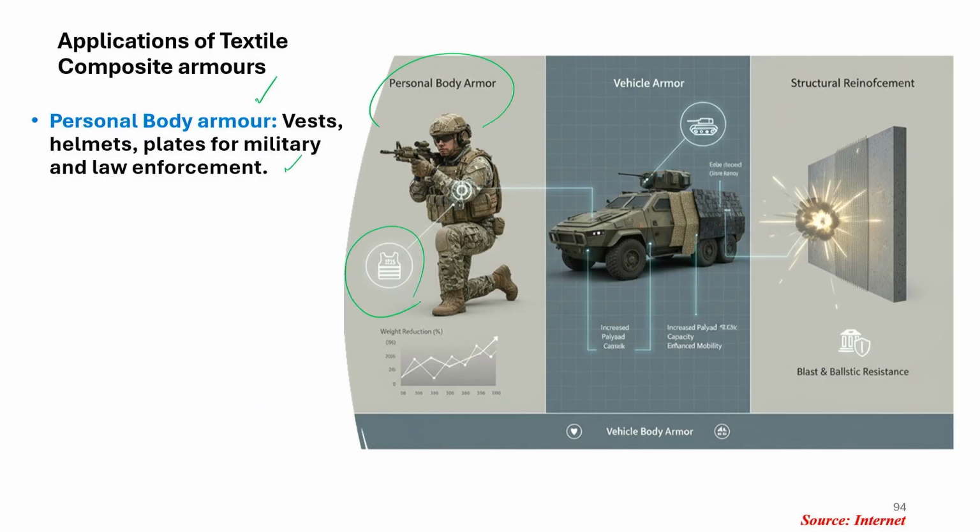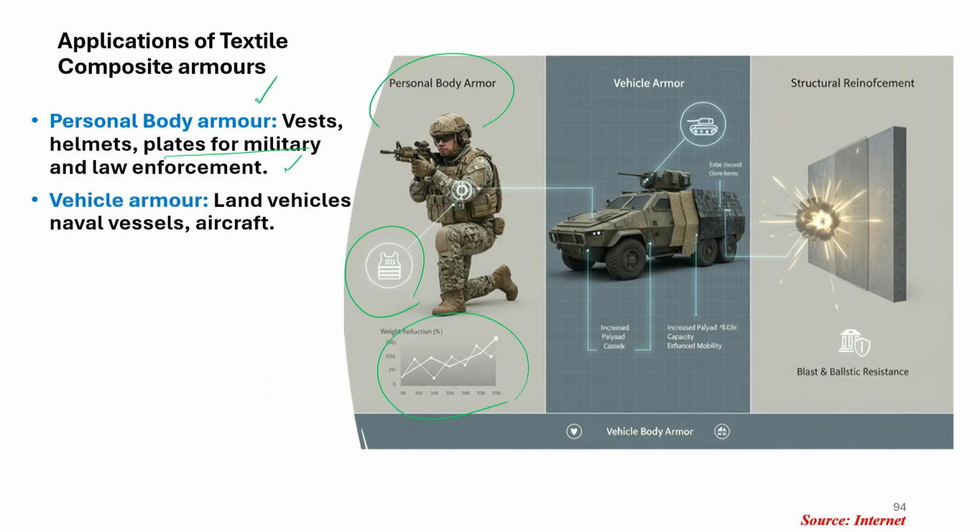This is the vest we can produce, or we can have the composite plates, maybe high performance fiber composite plates we can use here. And you can see the weight reduction is tremendous as compared to their metallic counterpart. And this is personal body armor, even vehicle, land vehicle, naval vehicle, aircraft, there we use textile based composite.